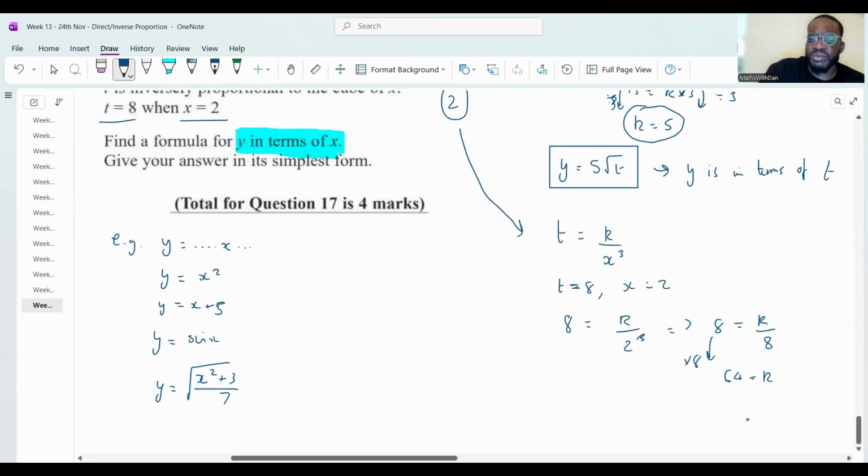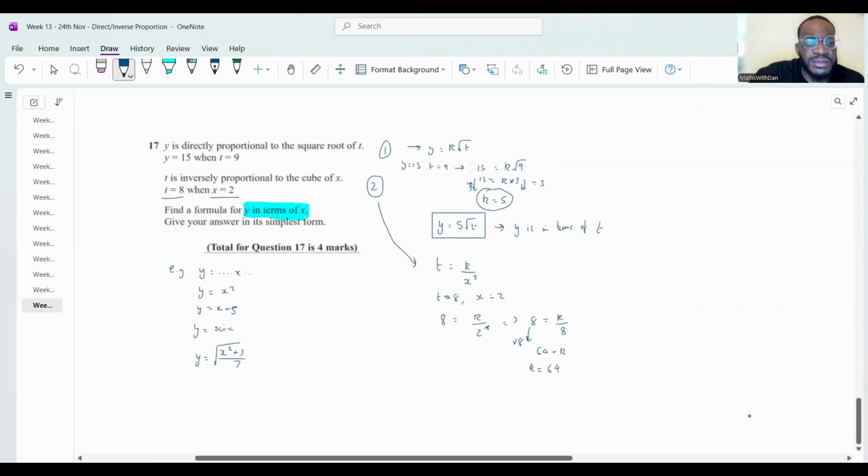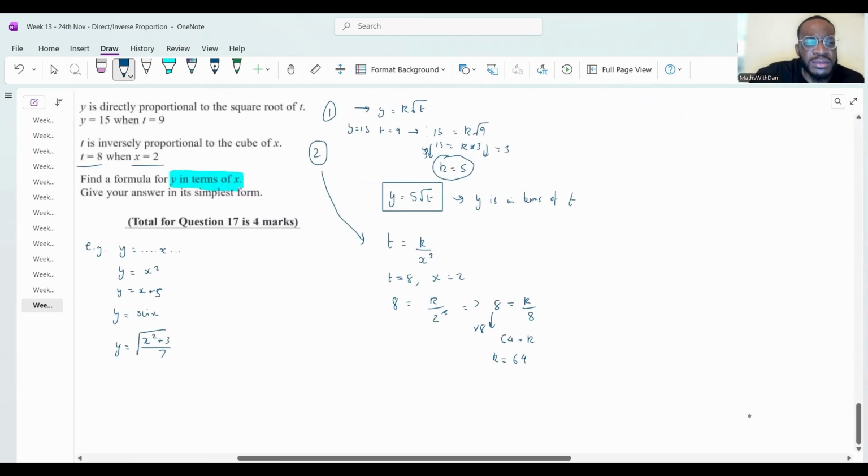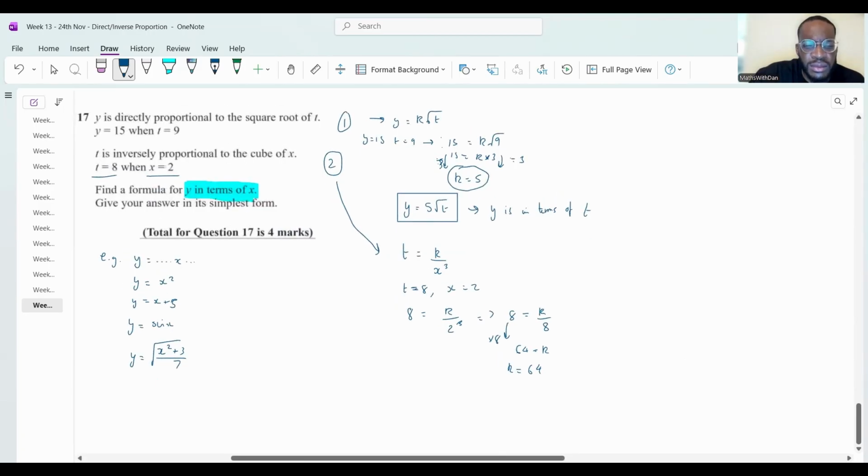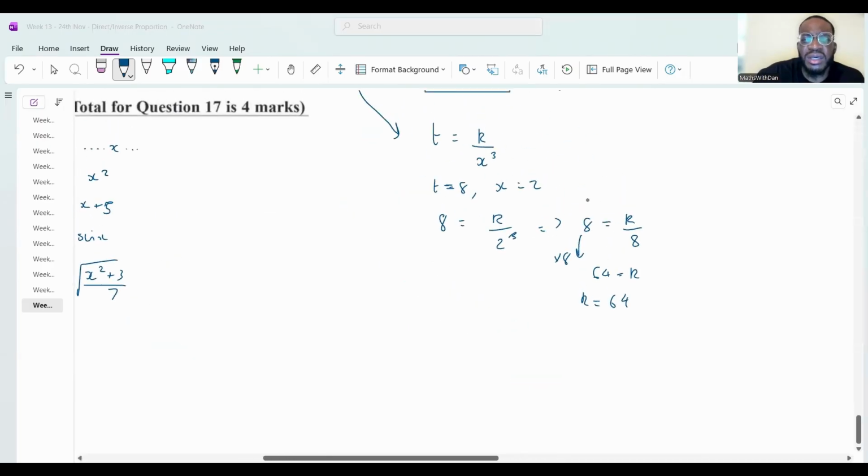So k equals 64. Does that make sense? Are we happy with that? Did you get k equals 64? So now that means that this now becomes t is equal to 64 divided by x cubed.